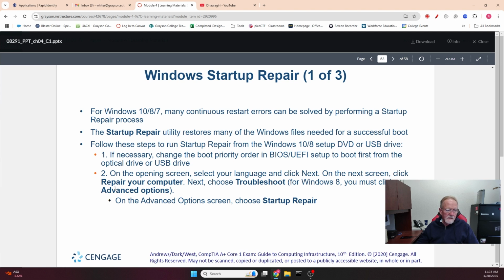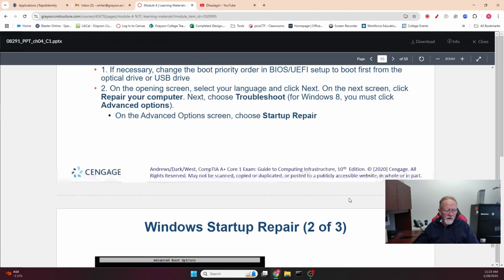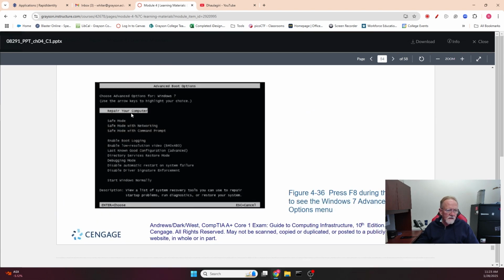In Windows 8, you have to click advanced options, but I don't think anybody uses Windows 8 anymore. And then on the advanced options screen, you're going to go to startup repair. It's going to look like that. Repair your computer. You can start up in safe mode or safe mode with networking, which is always the one you want to use. Enable boot logging. That should already be enabled. Enable low resolution. There's no reason to do that. If you're in safe mode, then that's kind of pointless.